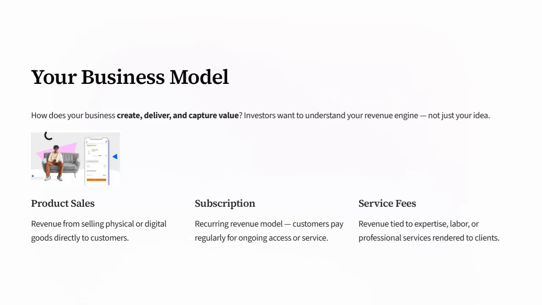This slide focuses on how the business creates, delivers, and captures value. The key question is not only what we offer, but how that offering becomes sustainable revenue. The revenue engine is the core of the business model. There are 3 examples here. Product sales, where customers pay directly for physical or digital goods. Subscriptions, which generate recurring revenue through ongoing access or service. And service fees, where revenue comes from expertise, labor, or professional work delivered to clients. Understanding this model helps investors evaluate the business beyond the idea itself.